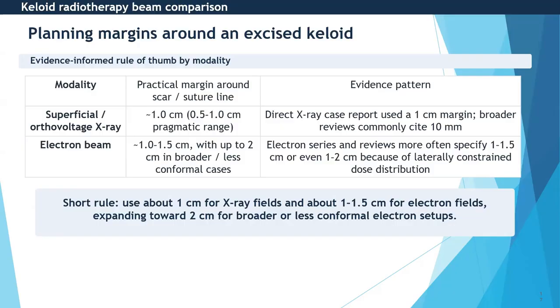So the electron series and reviews often specify 1 to 1.5 centimeters or even 1 to 2 because of the laterally constrained dose distribution. So the short rule is use about 1 centimeter for X-ray fields and about 1 to 1.5 for electron fields, expanding up to 2 for broader or less conformal setups. So the result is you need to treat a bigger field if you're using electrons.